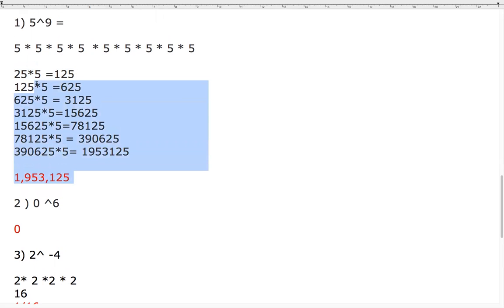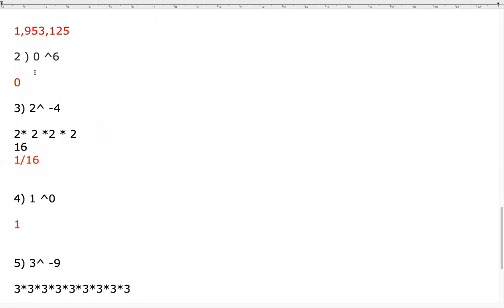Okay, you got it? So this is the way you have to do it. Okay, so let's go to the second problem. 0 to the power of 6. I told you any number to the power of 6, now it's going to be 0.